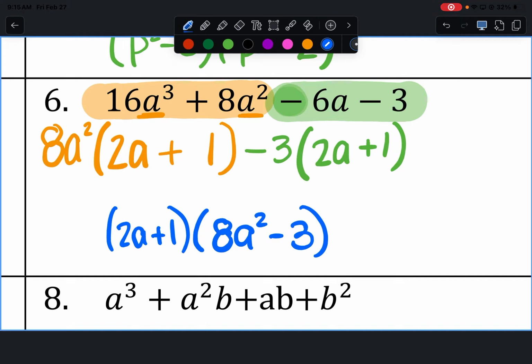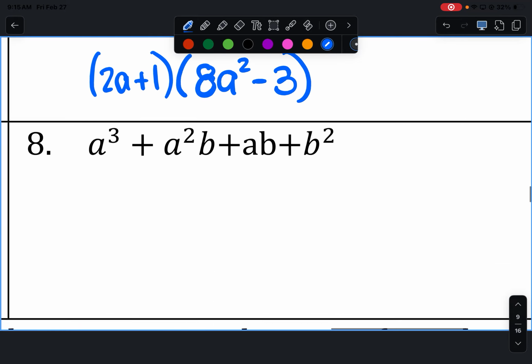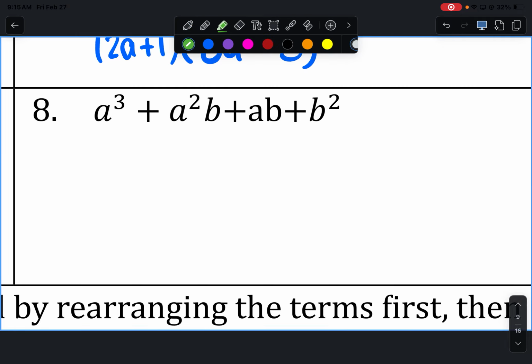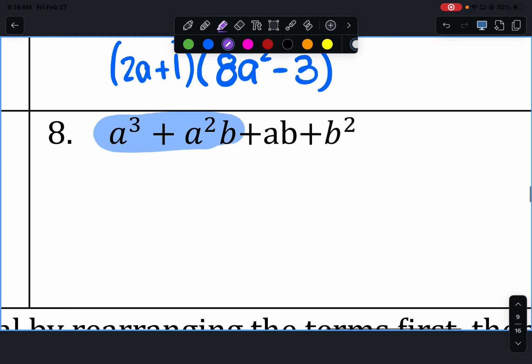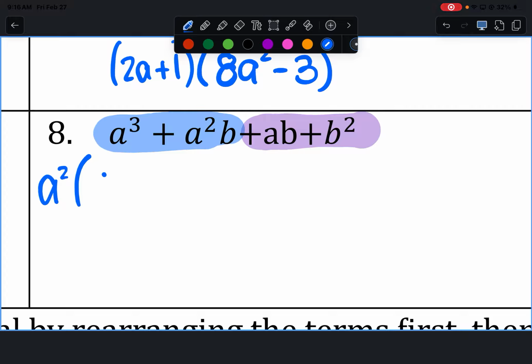Now we're going to look at question 8. So we're going to group the first two together, and we're going to group the last two together. When we group the first two, what is our GCF there? A squared. And what will that leave us with? A plus 1b, or just a plus b.